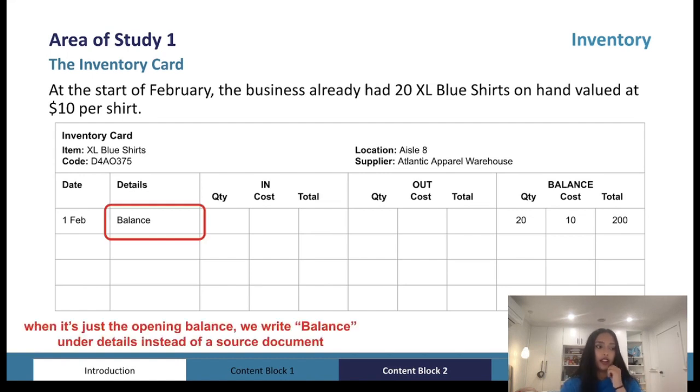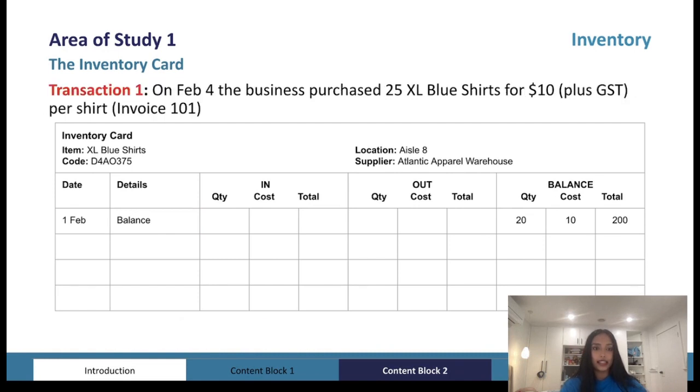It's important to note that under details I've written balance. So I know I told you that the details column is for source documents, but this is one example of an exception to that. So when we're recording a transaction, we'll write the source document under details, but because we're only entering an opening balance in this case, which is not a transaction, we write balance. And this only applies for opening balances. Okay, here's the next example.